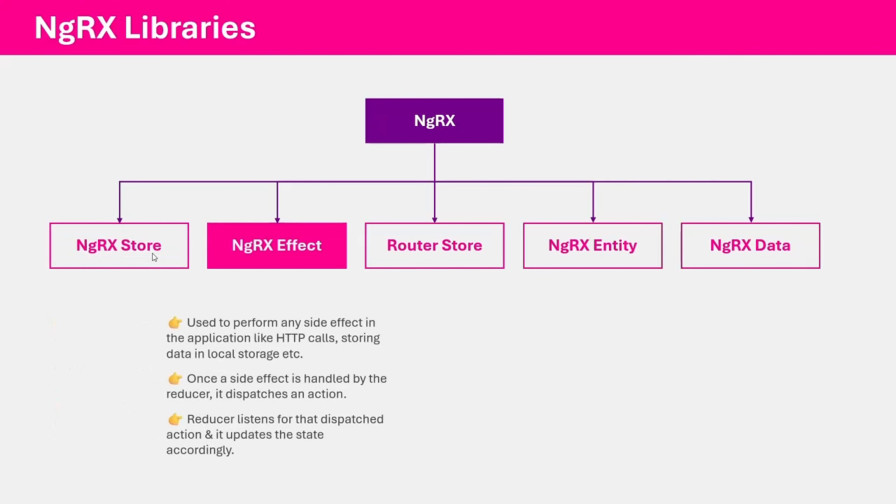NgRx Effects is another library, and we use it to perform side effects in the application, like HTTP calls and storing data in local storage. Once a side effect is handled, it dispatches a new action, and we will have a reducer function which will listen for that dispatched action and update the state accordingly with the data which we have fetched from the backend API, from the backend database.